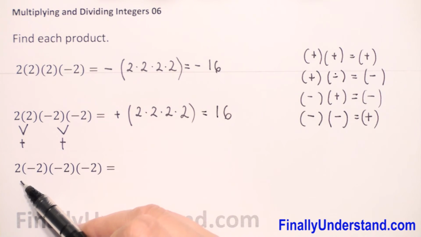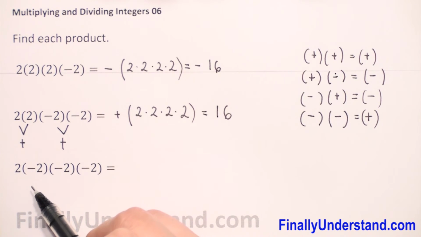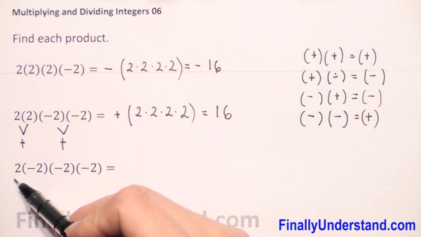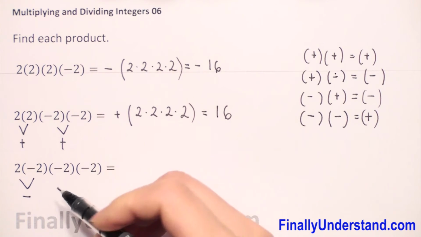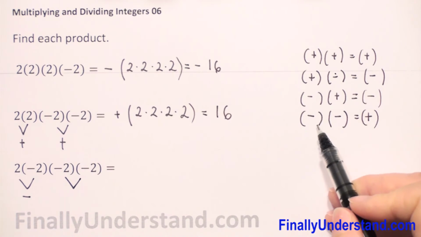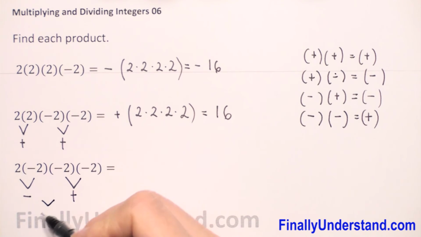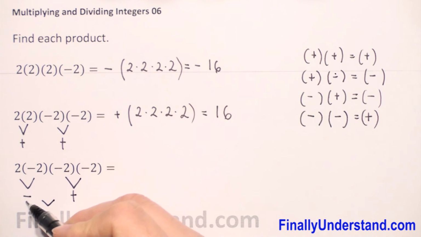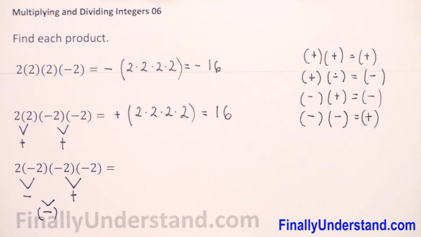And the last example. Now we have 2 times negative 2 times negative 2 times negative 2. When we have only multiplication, it doesn't matter which numbers we multiply first. So let's start from the left: 2 times negative 2. Positive times negative gives me a negative number. And I can also multiply negative 2 times negative 2. Negative times negative gives me positive. And now I have negative times positive. Negative times positive or positive times negative, it doesn't matter which way you do this multiplication, the answer will be negative.